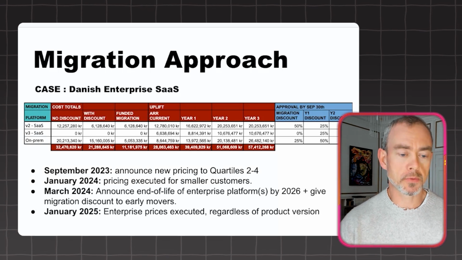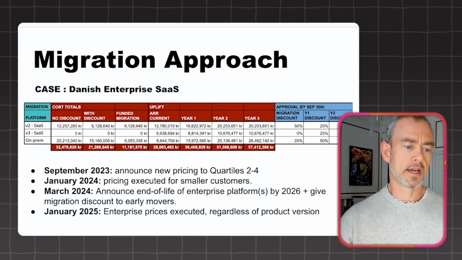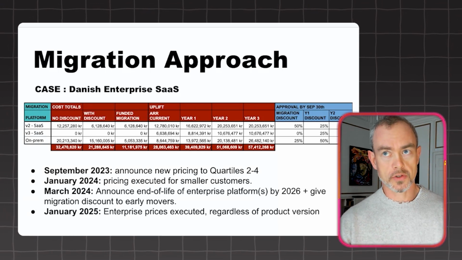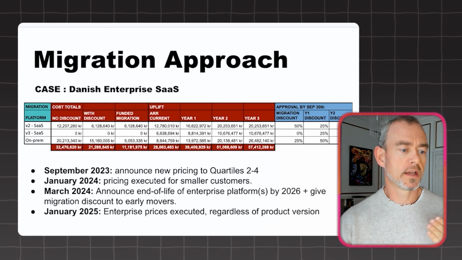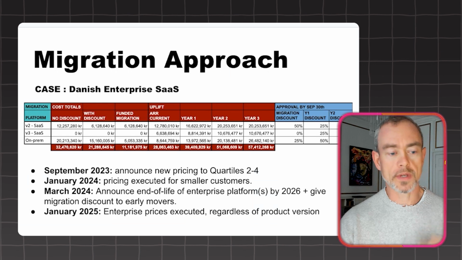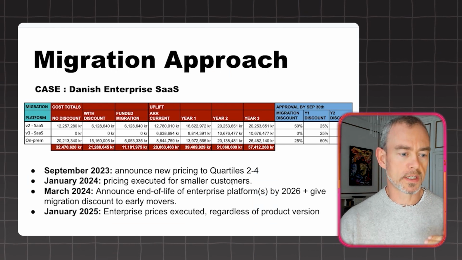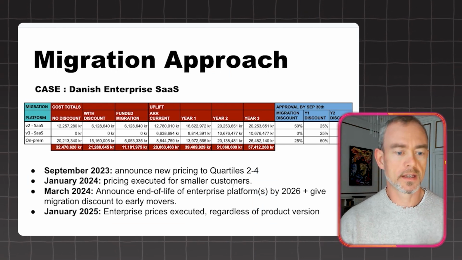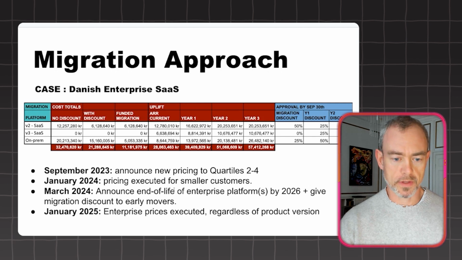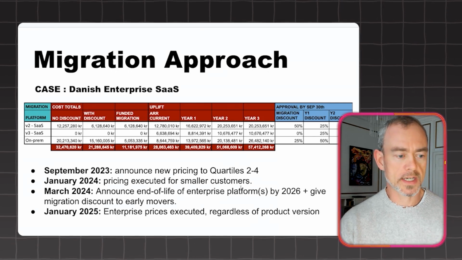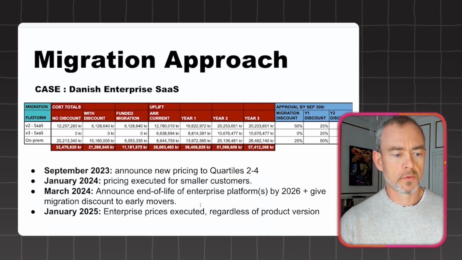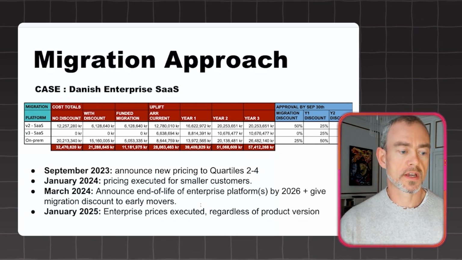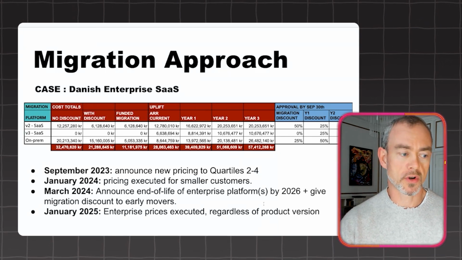And for this actual project, we announced new pricing to quartile 2, 3, and 4. So all except the largest customers in September. And then in January, we executed it. In March, we announced the end of life. That's the stick for the enterprise customers. That's the largest one by 2026, and gave them some incentives. And then we're starting to execute those at the beginning of next year, regardless of product version.